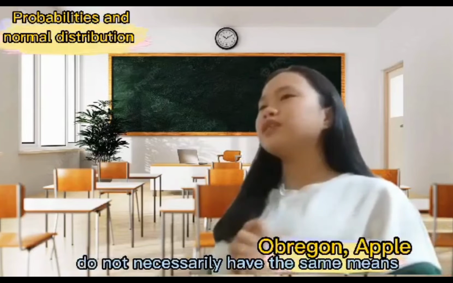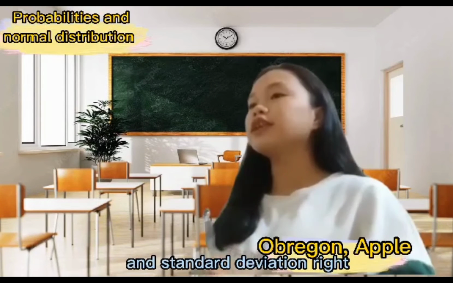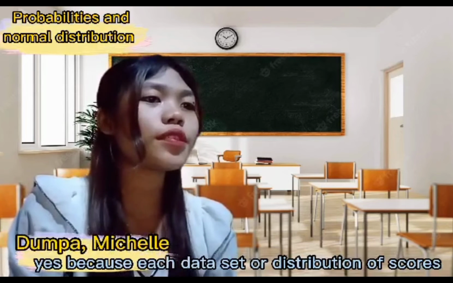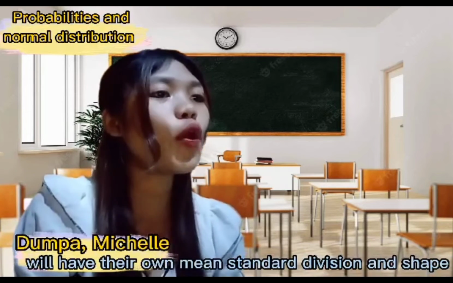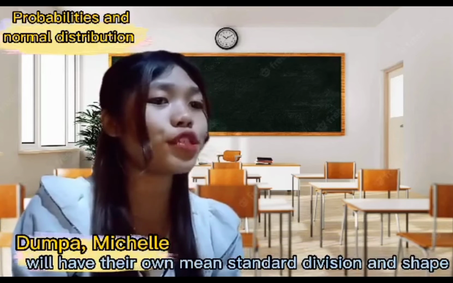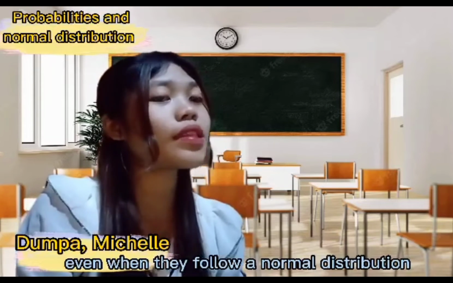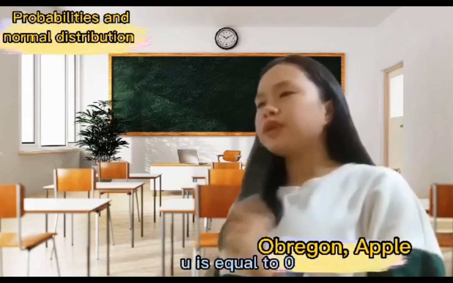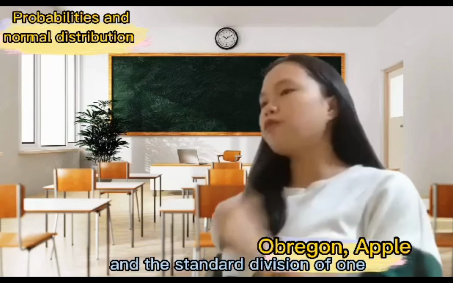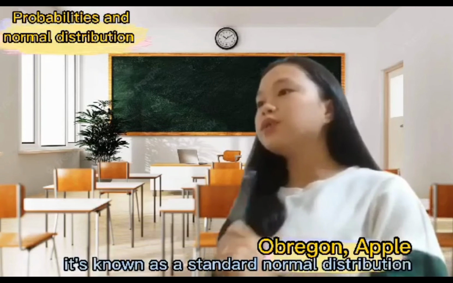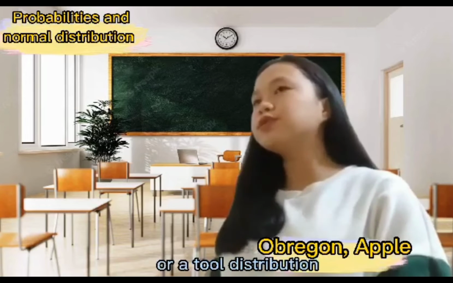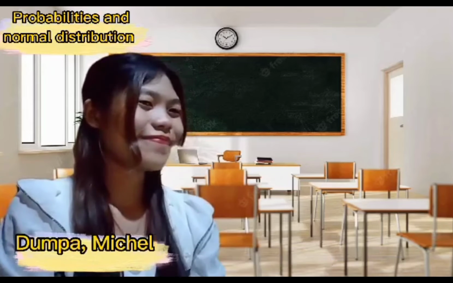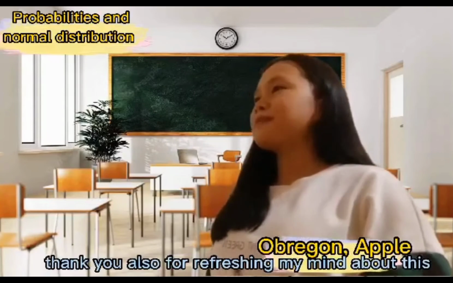Normal distributions do not necessarily have the same mean and standard deviation, right? Yes, because each data set or distribution of scores will have its own mean, standard deviation, and shape, even when they follow a normal distribution. A normal distribution with a mean of 0, μ = 0, and a standard deviation of 1, σ = 1, is known as the standard normal distribution or a Z distribution. Okay, got it. Thanks for the learnings. Thank you also for refreshing my mind about this.